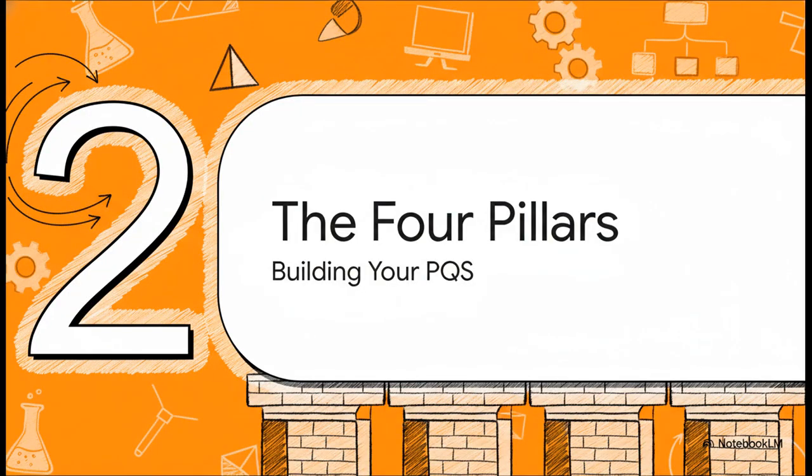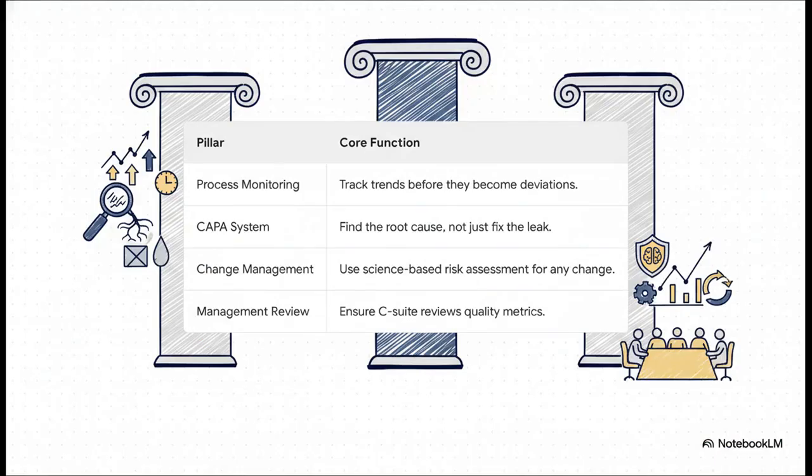Okay, so how do we actually build this thing? Well, a PQS really rests on four foundational pillars. These are the absolute non-negotiables. These are the things that FDA inspectors are going to be looking for, guaranteed. These four pillars, they're the beating heart of your entire system. So let's run through them.